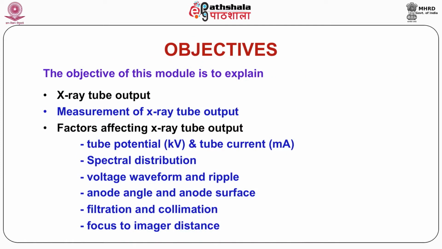The objective of this module is to explain the following. Number 1, X-ray tube output, the measurement of X-ray tube output, factors affecting X-ray tube output including kilovoltage, milliampere, spectral distribution, voltage waveform, ripple, anode angle and anode surface, filtration, collimation and focus to imager distance.